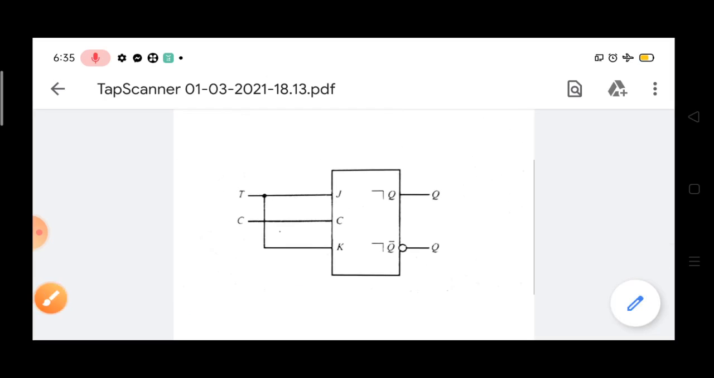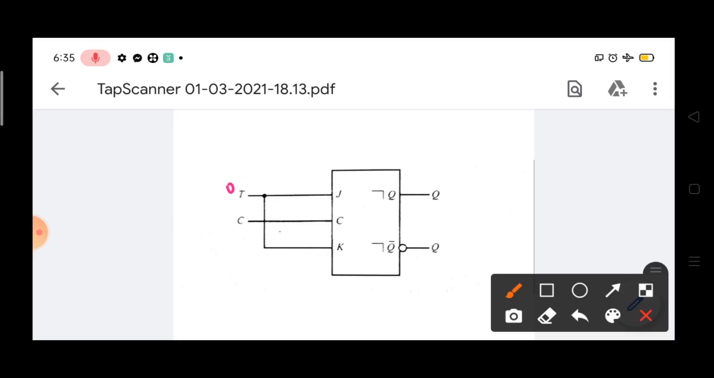Now see here, when T is 0, what does that mean? J is equal to 0 and K is equal to 0. So when T is equal to 0, it means J is equal to 0 and K is equal to 0. The next state of the T flip-flop equals its present state.